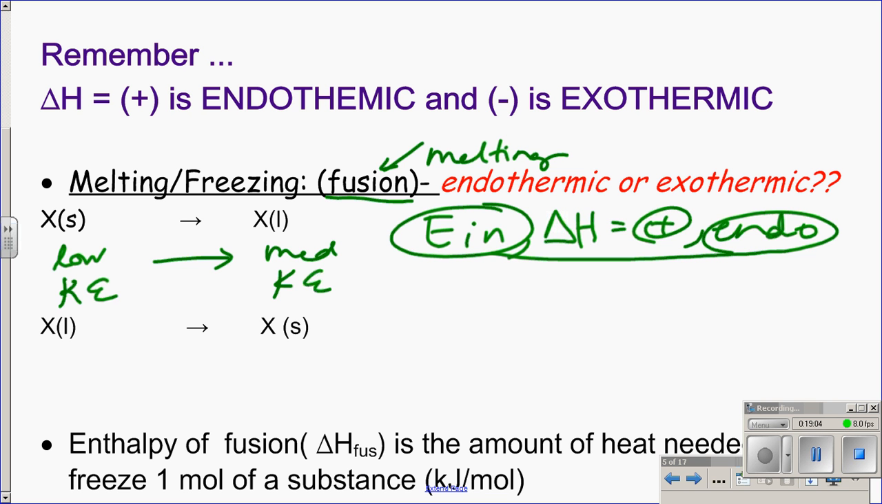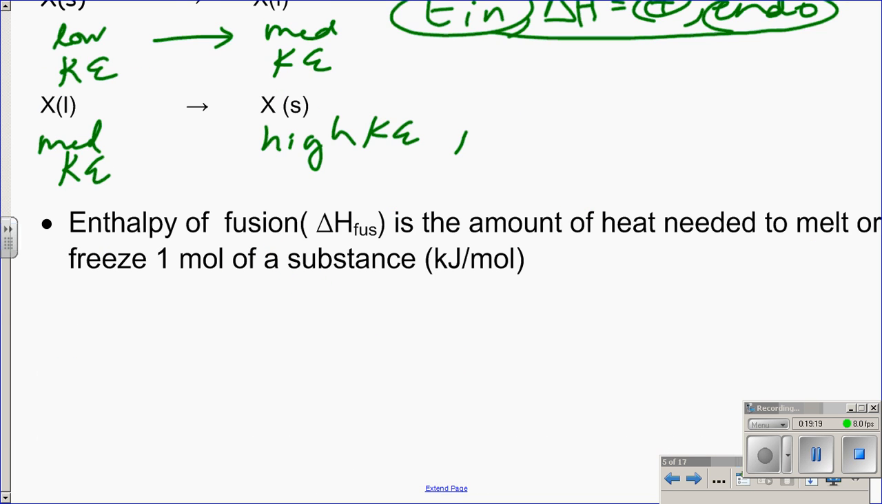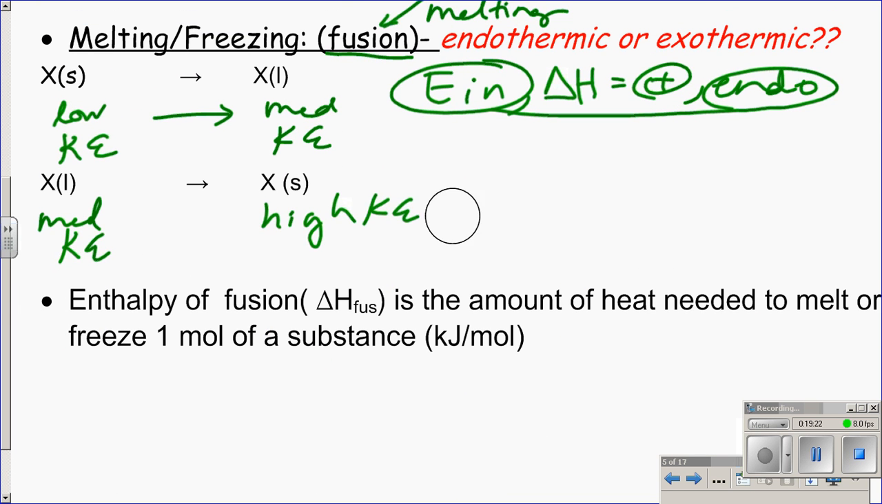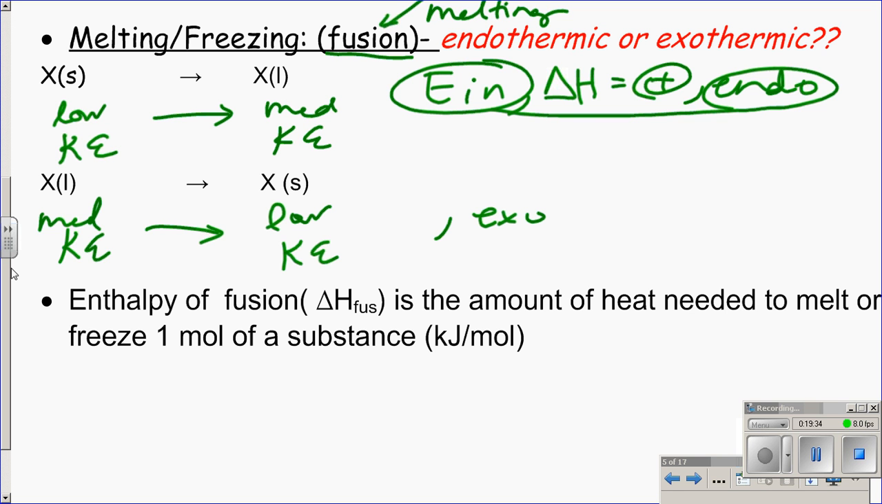Okay, so going the same thing from liquid to solid. Liquids are medium kinetic energy. Solids are high, right? High kinetic energy. So again, what kind of process do we have? Oh, I'm sorry. I was thinking I was doing gases, my bad. Solids are low kinetic energy. So we're going, what type of process in terms of endo or exo? Exothermic, because it's losing energy. Losing energy is an exothermic process, so delta H is negative. So you should be able to tell about phase changes whether they are endothermic phase changes or exothermic phase changes.